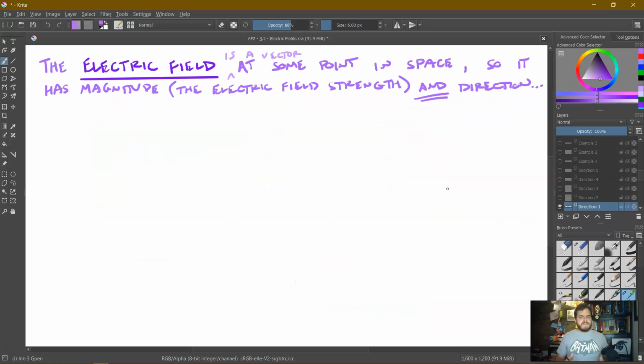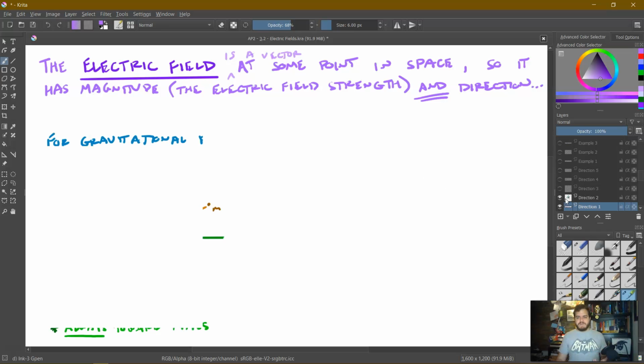So the electric field is a vector at some point in space. So it's going to have both magnitude, which we know is just the electric field strength. If you hear the magnitude of the electric field, it means electric field strength. But it's also going to have direction. And how exactly do we define the direction of the electric field?